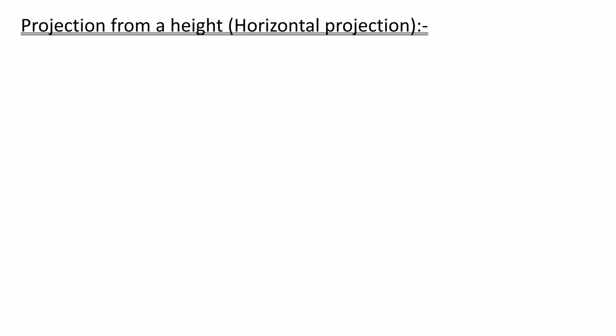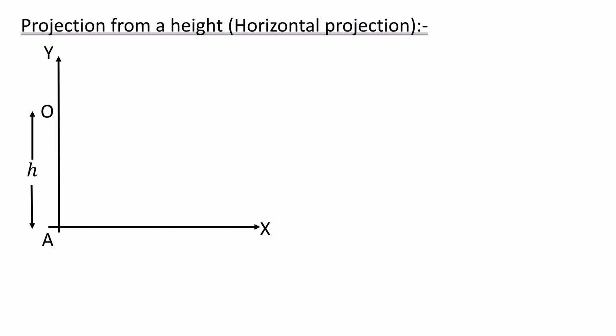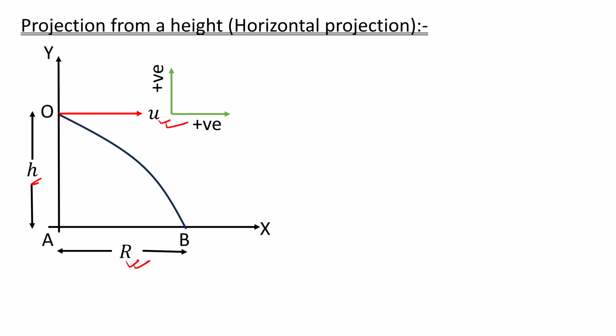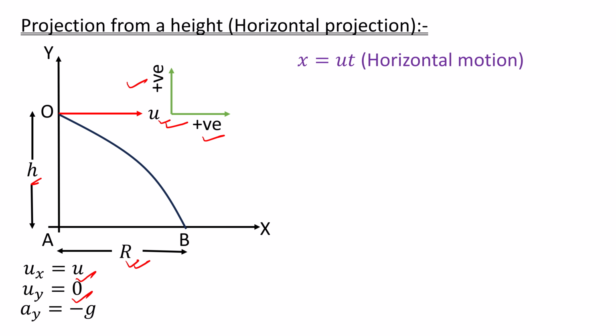Projection from a height. A projectile is projected from height h horizontally with velocity u. The projectile is projected horizontally. This is the horizontal range. This is the Cartesian system, and this direction is positive. Horizontal velocity is u. Since the projectile is projected horizontally, the vertical velocity is 0. The acceleration due to gravity is always minus g.